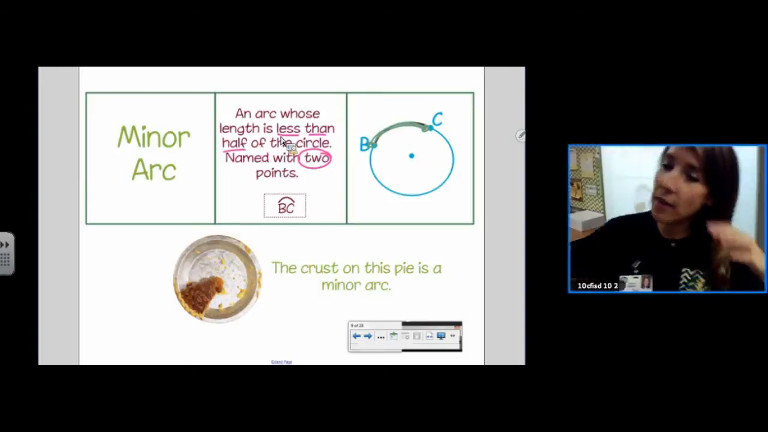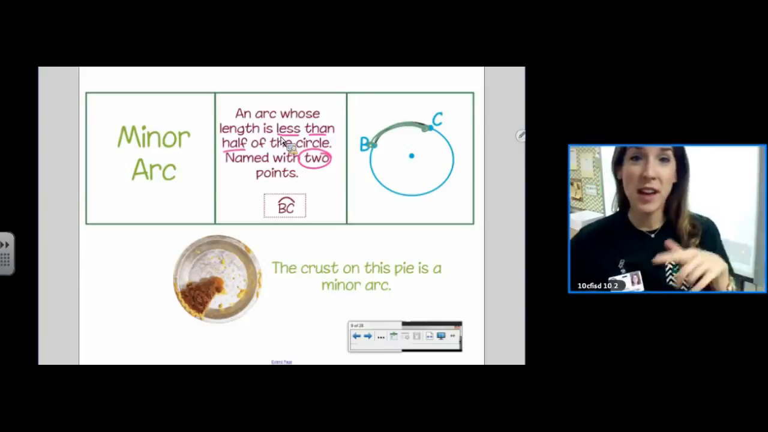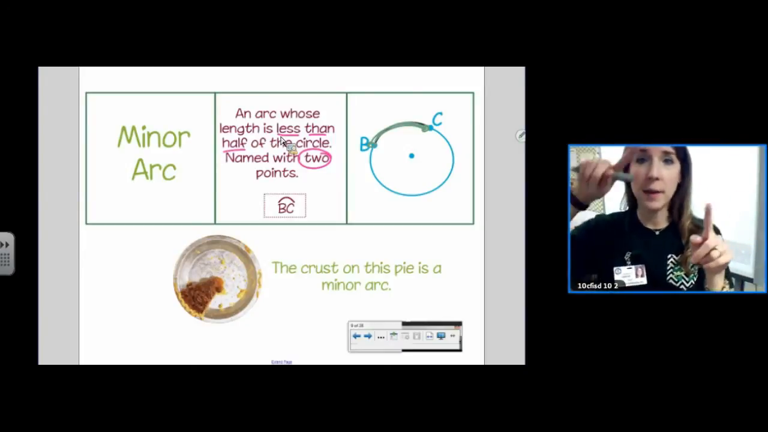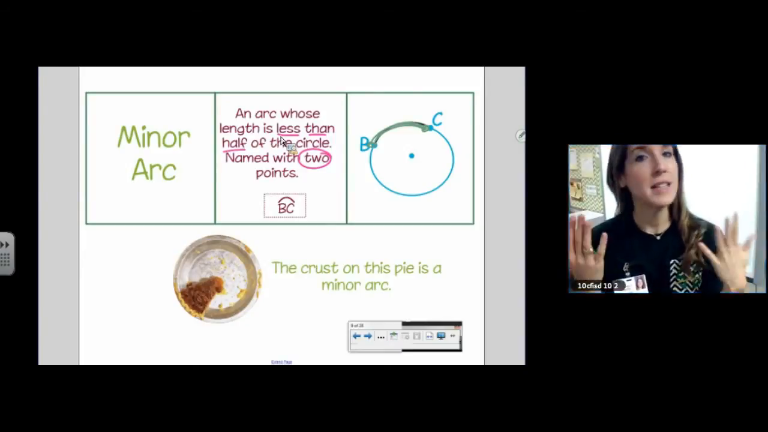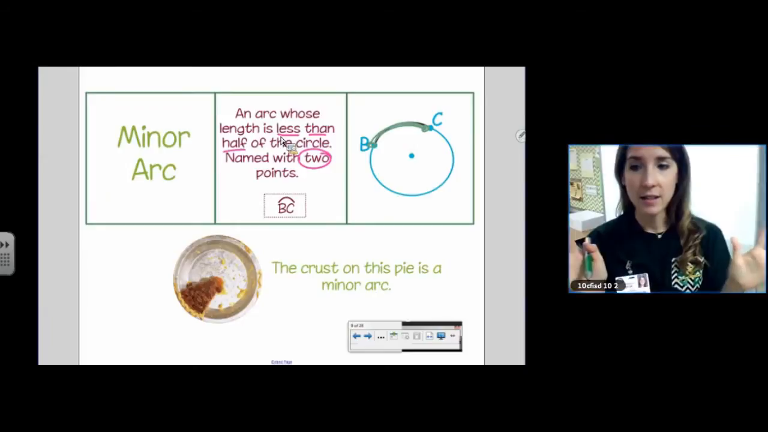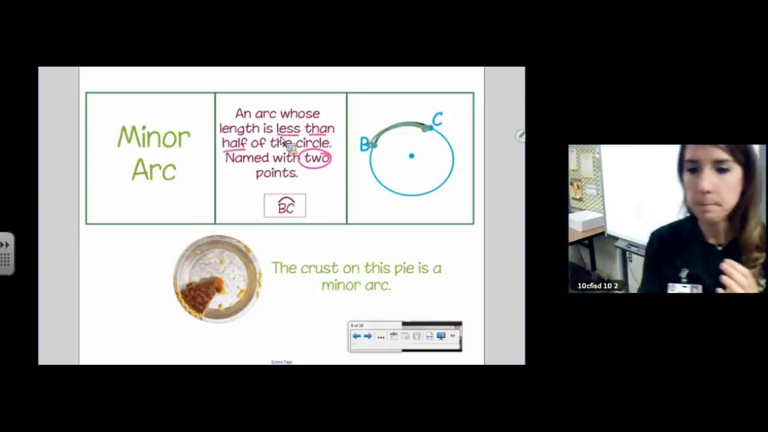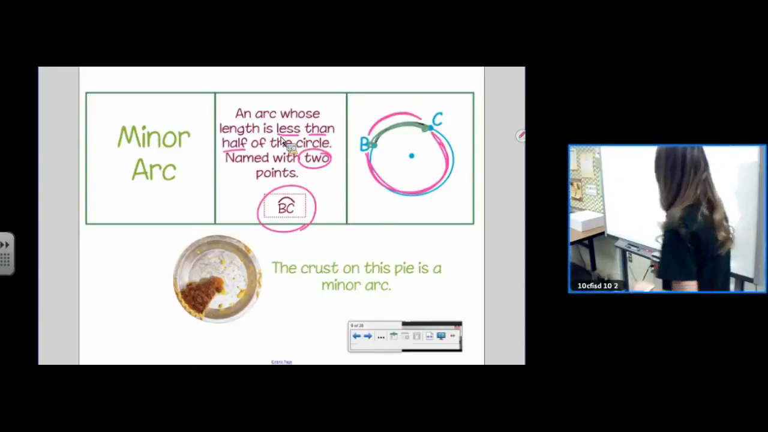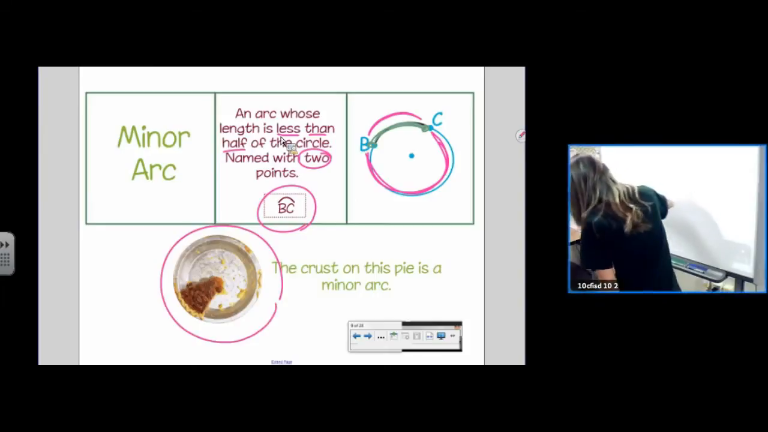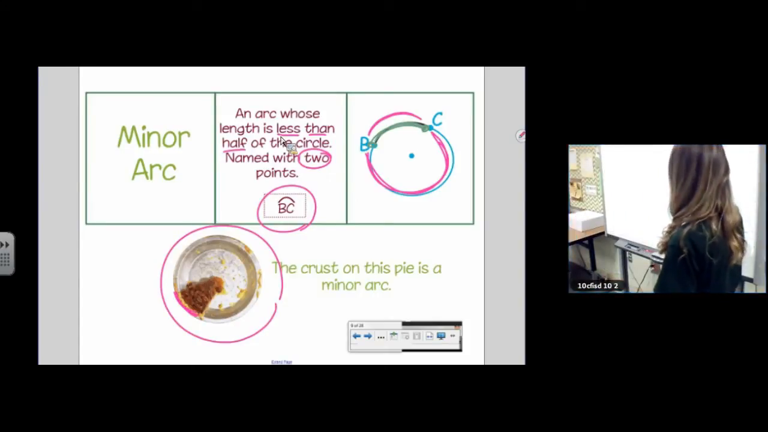So you never, ever have to ask me, if I say arc BC, which way do I go? Do I go this way or this way? You never need to ask, because if it's 2 letters, you always go the shortest way you can get there. 2 letters flags that it's a minor arc, and therefore it's less than half. And our real world example is this leftover piece of pie. This crust right here is a perfect example of a minor arc. Leftover pie.